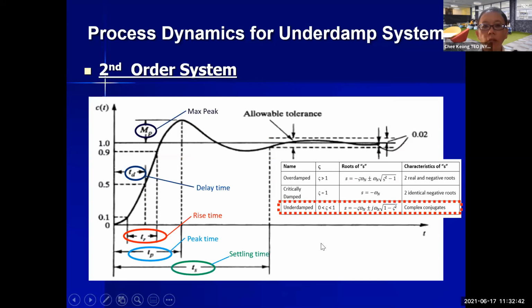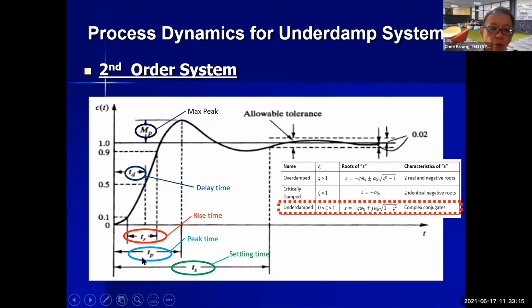Now, this is just to recap what we mean by process dynamics for an underdamped situation. Usually an underdamped situation is when there is a peaking. I realized that in your Lab 5 submission, a lot of people said that when there's a peaking, when there's an overshoot, it means it's overdamped. Wrong. When there's overshoot, it means it's underdamped. Overshoot means underdamped, and these are all the parameters that we can measure from a second order underdamped system.